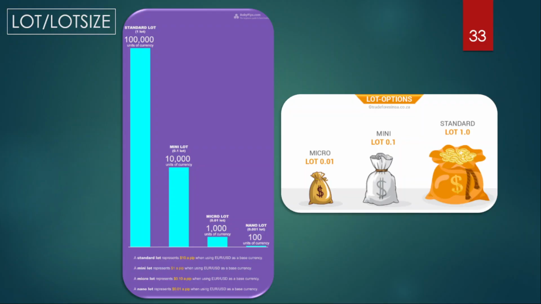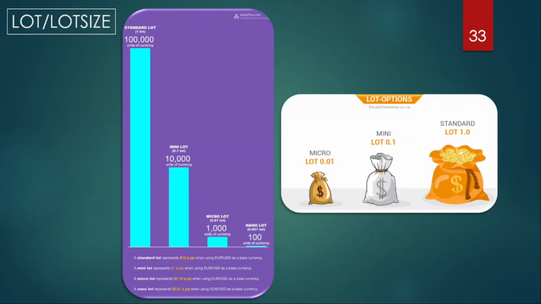One nanolot represents 100 units. Suppose we had bags and we were representing the lot size with the bag, or the amount of impact that they have, or the amount of money. We could represent them like this picture on the right side that has charts.